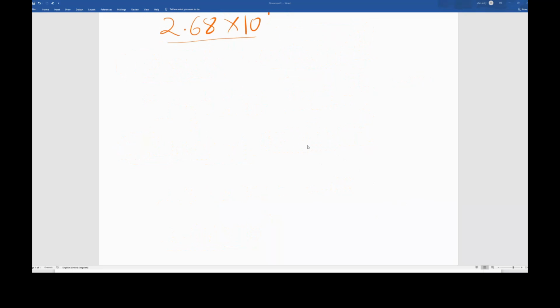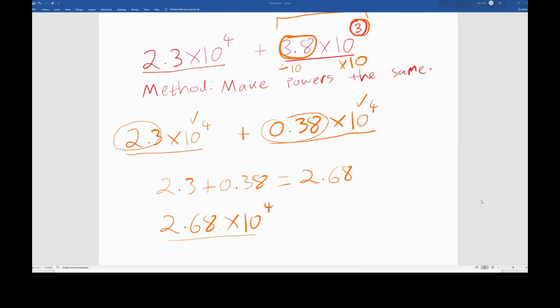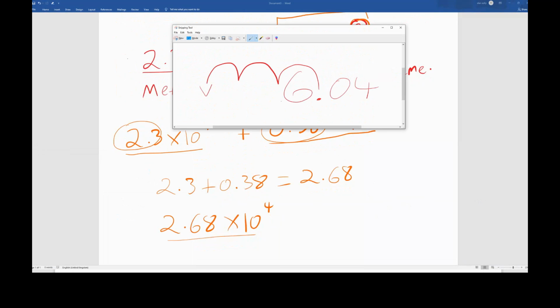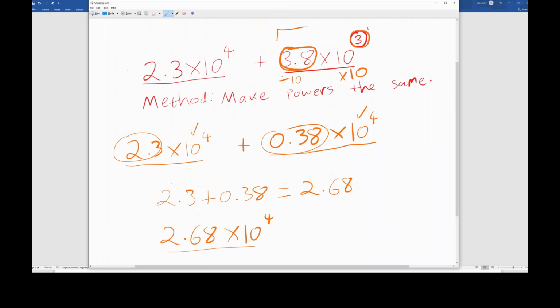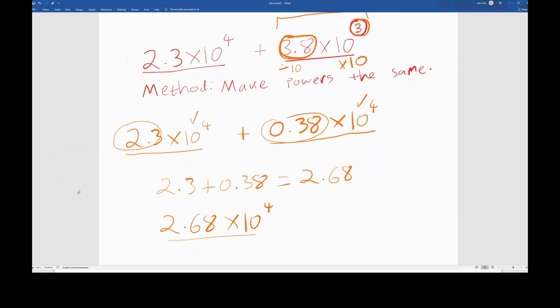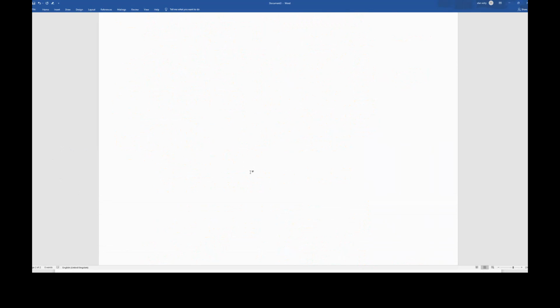Okay, so let's look at another one just to make sure we're happy with that, and I'll put this into the chat as well, so you can have it there to refer to. Right, let's do another one of these. Let's say I wanted to do 4.5 times 10 to the 3 plus 2.4 times 10 to the 2.